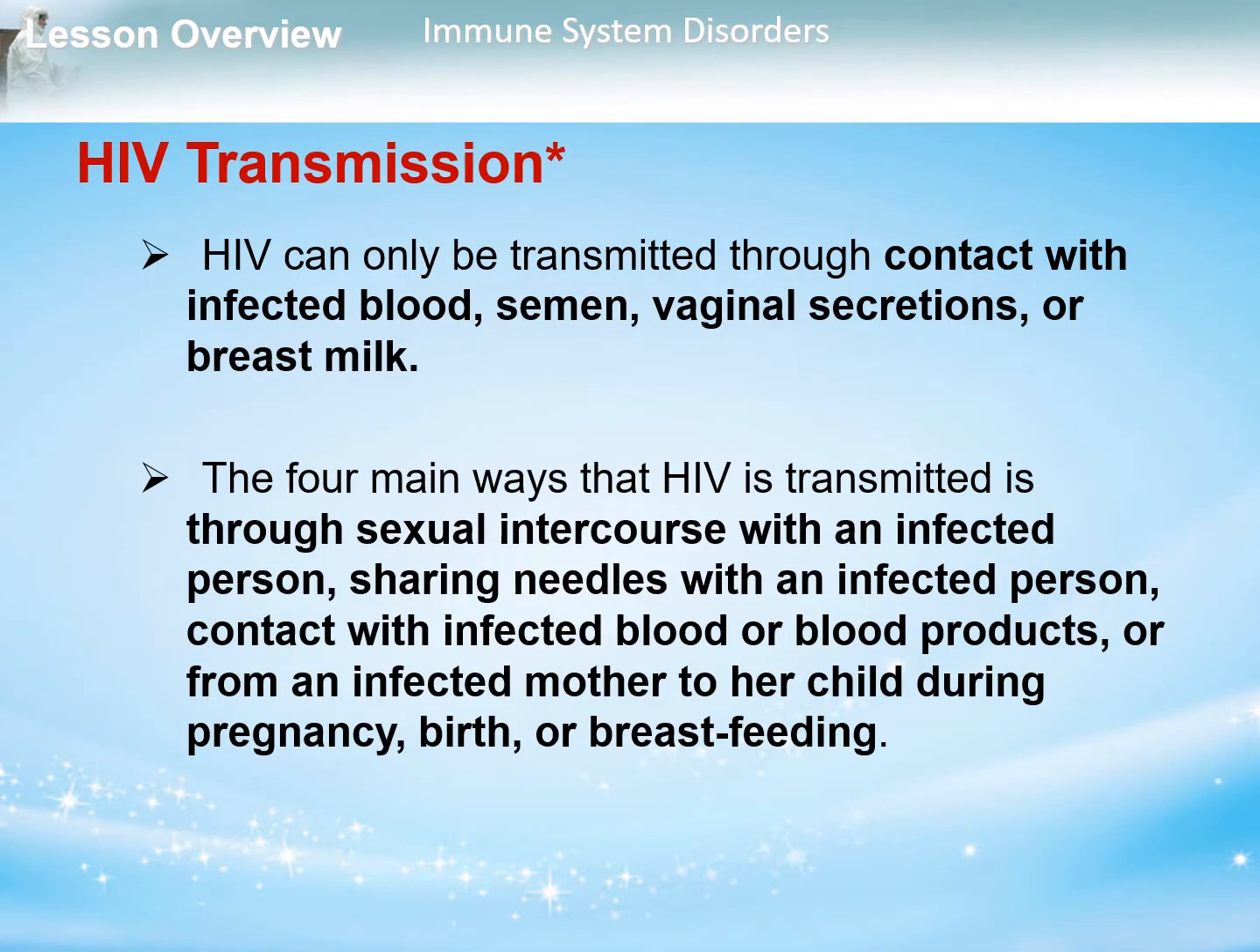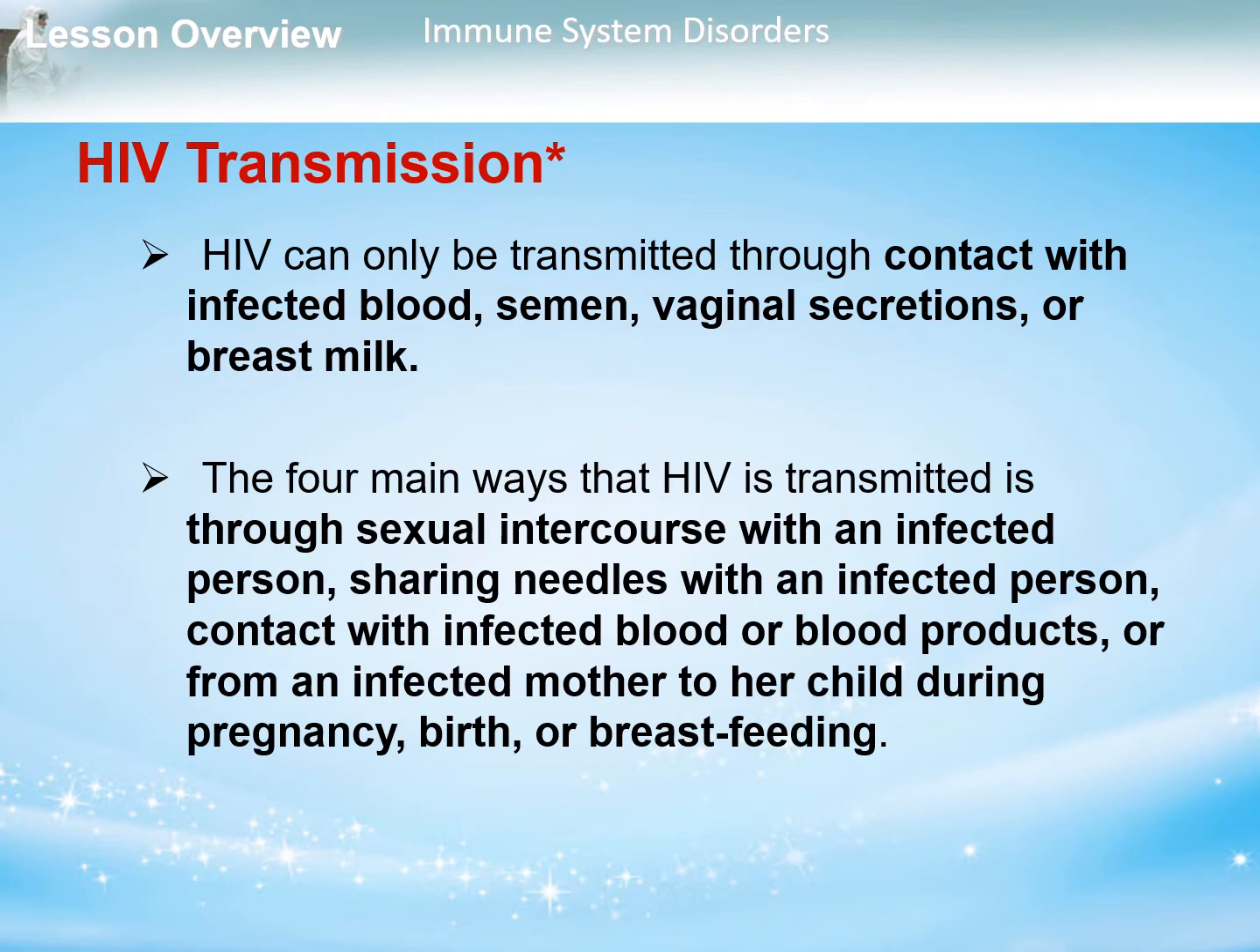So how is HIV transmitted? Although HIV is deadly, it is not easily transmitted. It is not transmitted through coughing, sneezing, sharing clothes, and other forms of casual contact, unlike the COVID-19 that we have nowadays. HIV can only be transmitted through contact with infected blood, semen, vaginal secretions, or breast milk for mothers.